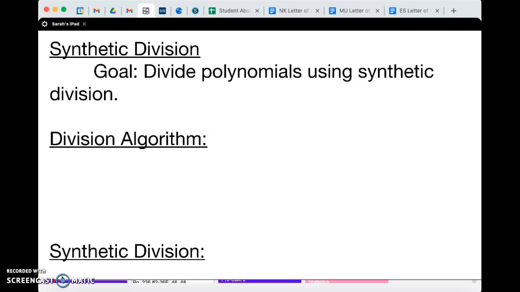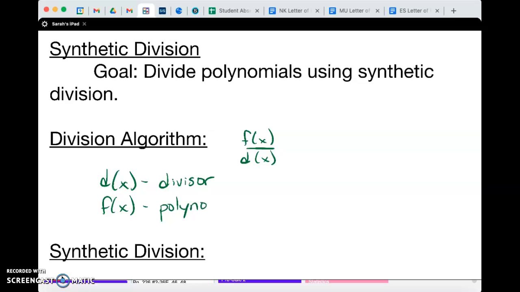So division algorithm, I could take some polynomial f of x and divide by g of x. So I want to say like g of x, I could have written d because that's my divisor. And then f of x is like my polynomial. So what do I get out when I divide like anything? What is that called? Quotient. Yes. Good. So I get out my quotient.